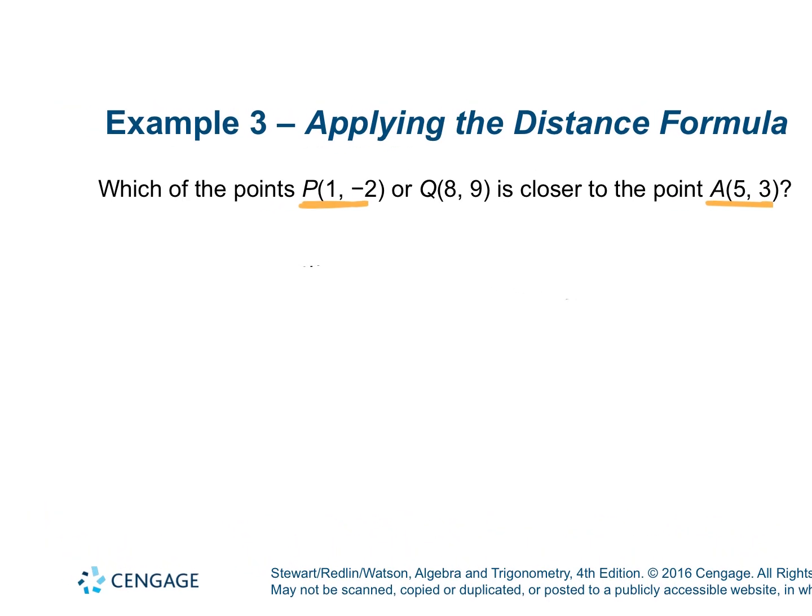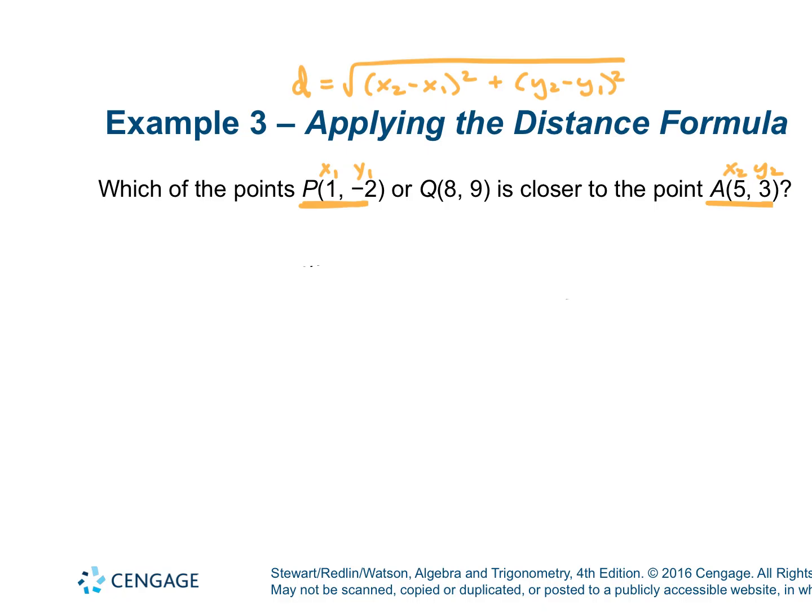So given P and A, it's super helpful to label your points. That way you can just plug it into your distance formula. So I'll call P my first point, so this will be x1 and y1. And then A is going to be my second point, so this is x2 and y2. Our distance formula is the square root of x2 minus x1 squared plus y2 minus y1 squared.